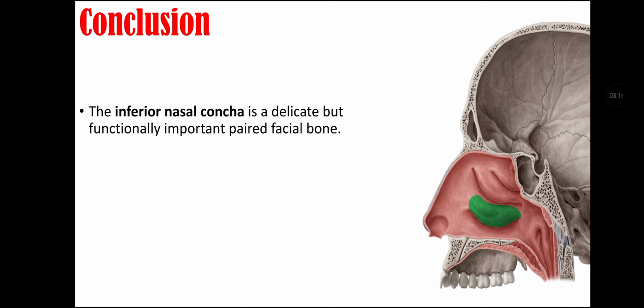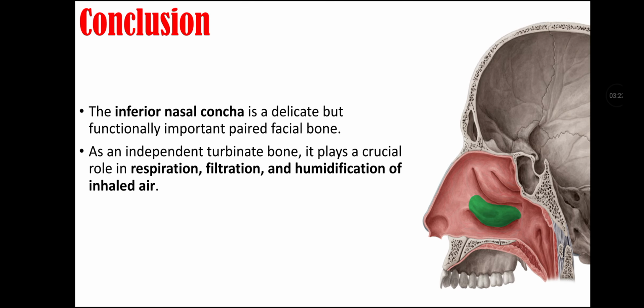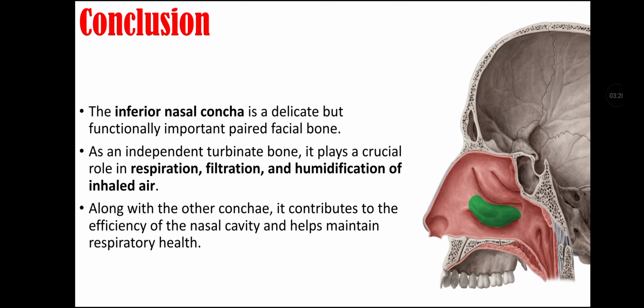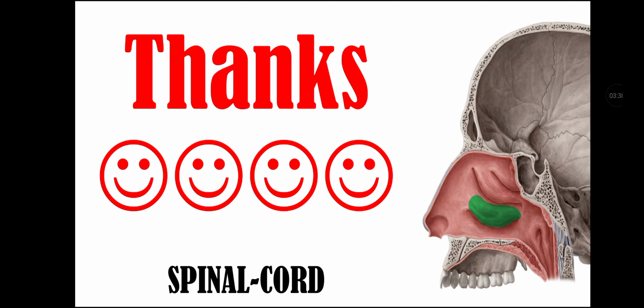Conclusion of this lecture video. Inferior nasal concha is delicate but functionally important paired facial bone. As an independent turbinate bone, it plays a crucial role in respiration, filtration, and humidification of inhaled air. Along with other concha, it contributes to the efficiency of nasal cavity and helps maintain respiratory health. And this was all about inferior nasal concha.